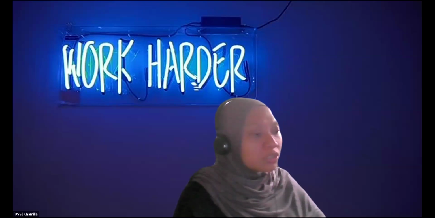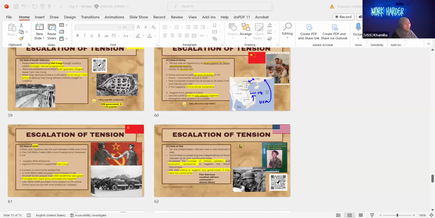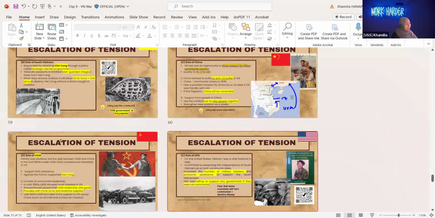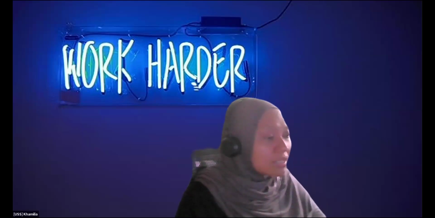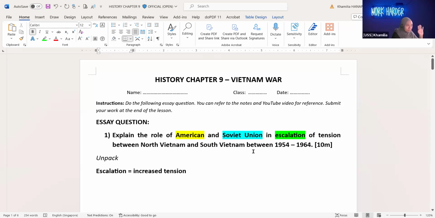Where do you get this information? You get it when you read this deck of slides. You can see the role of America and the role of Soviet Union here. But the question is really about how it became worse when America came into the picture, and how it became worse after the Soviet Union came in. How did it escalate the tension? You need to answer the question itself. You already know where to get the information.